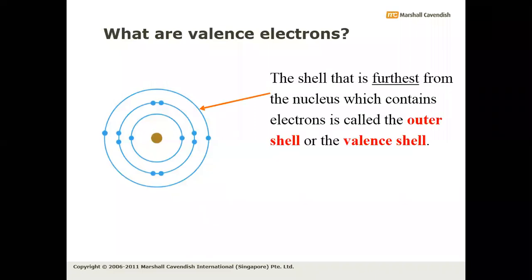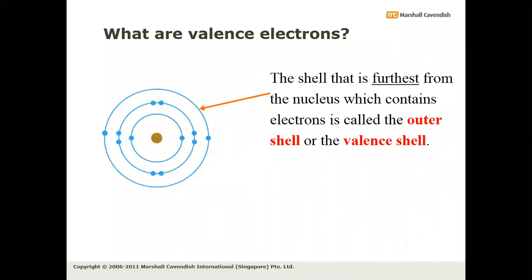So what is the valence shell? You know from your O-level concepts that the outermost shell of an atom is called the valence shell. So in magnesium, the valence shell has 2 electrons. The valence shell is the outermost shell, which is furthest away from the nucleus.